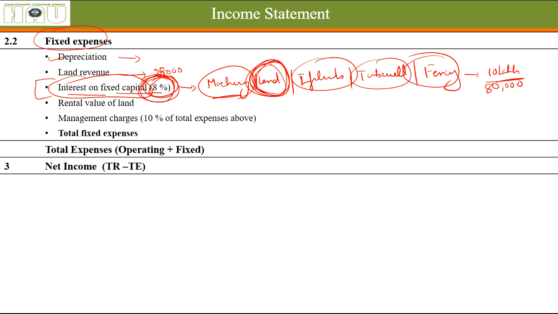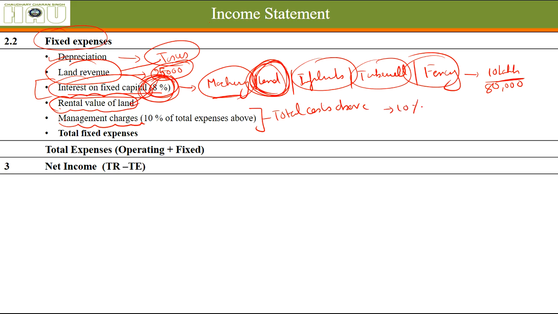Okay, sorry, the land revenue, I said it is a tax, it is taxes. It is not the rental value of land that I talked about in front of land revenue. Rental value is when you lease in somebody else's land and pay him some rent. Management charges: the farmer, as I said, is also a manager despite the other jobs he has. So 10% of the total costs above will be charged as management charge.